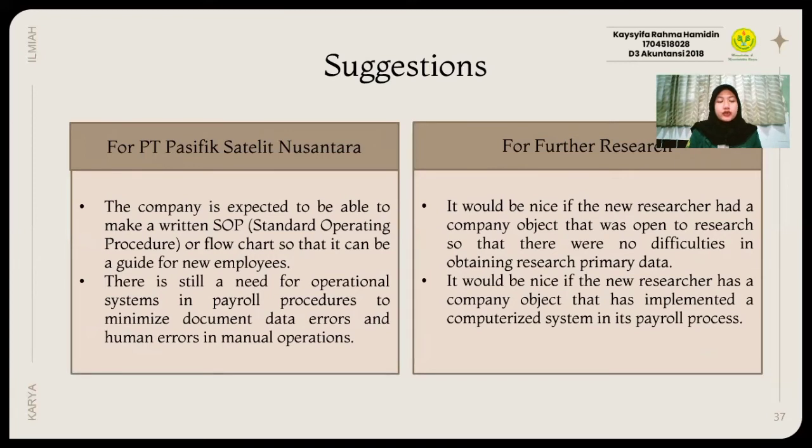And suggestions for PT Pasifik Satelit Nusantara: the company is expected to make a written SOP, or standard operating procedure, or flowchart so that it can be a guide for new employees in the 2 divisions, Human Capital Development Division and Finance Division. There is also still a need for operational systems in payroll procedures to minimize document data errors and human errors in manual operations. For further research, it would be nice if the new researcher had a company object that was open to research so that there were no difficulties in obtaining primary data. And it would be nice too if the new researcher had a company object that has implemented a computerized system in its payroll process.